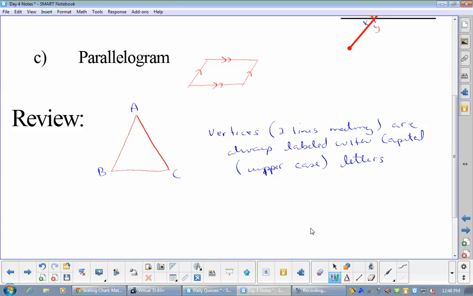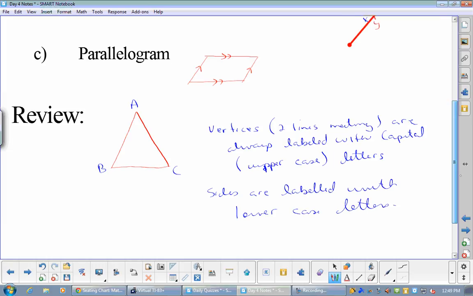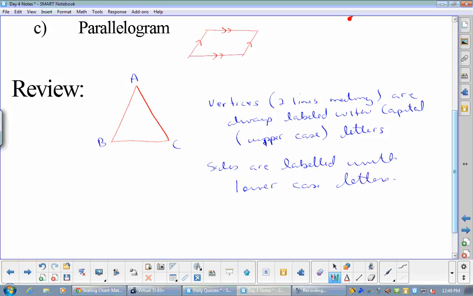Now, the sides are labeled with lowercase letters. So, you just can't go, like I've got triangle ABC, you just can't put, I don't know, XYZ on there. There's a specific way that we have to label these sides.